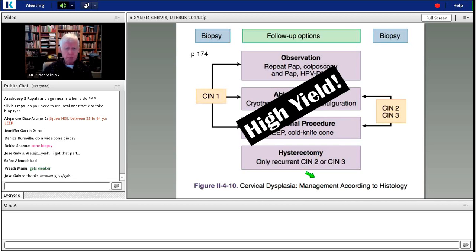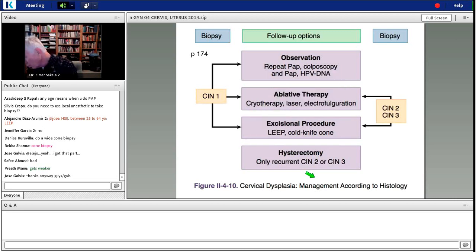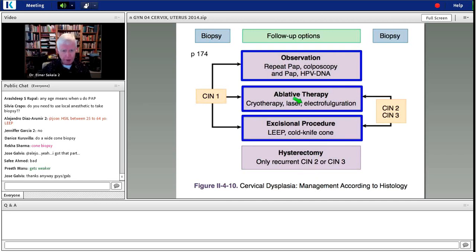All right, management by histology. This is in your book on page 174. All right, what do we have here? We have as options for management observation, which is non-invasive: repeat the pap smear, colposcopy, and pap smear with HPV DNA. Or we can ablate, which is destroy the epithelium.